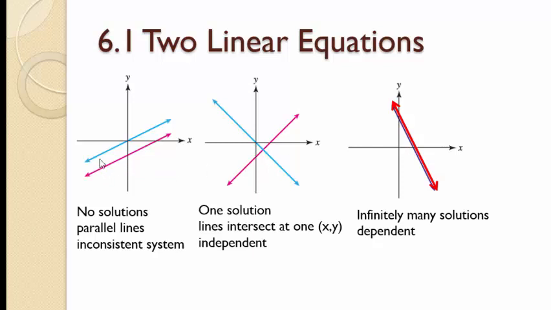The first thing is the two lines can be parallel. And when we have two parallel lines, there are no solutions to the system of equations because the two lines never cross. The second situation is that you could have one solution to the system of equations, and that one solution will look like a point where the two lines cross. And the third situation could be if the two lines were actually the same line. So in that case, it's said that the system of equations has infinitely many solutions.